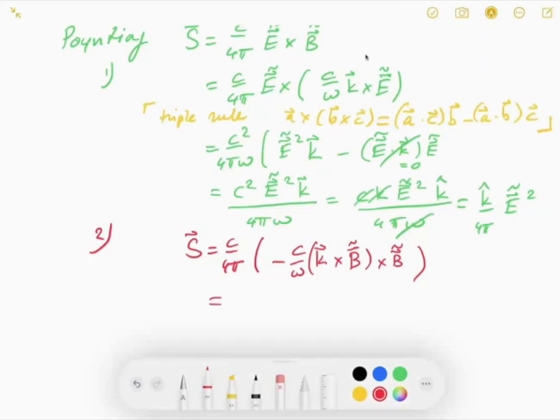And we again get a C squared over 4 pi, but now of course we have a minus sign, but that's because we have the opposite version. So again, we need another triple rule, the rewritten version of this guy. So that's our A crossed with B, crossed with C. All right, that's A dot C, B minus B C A.